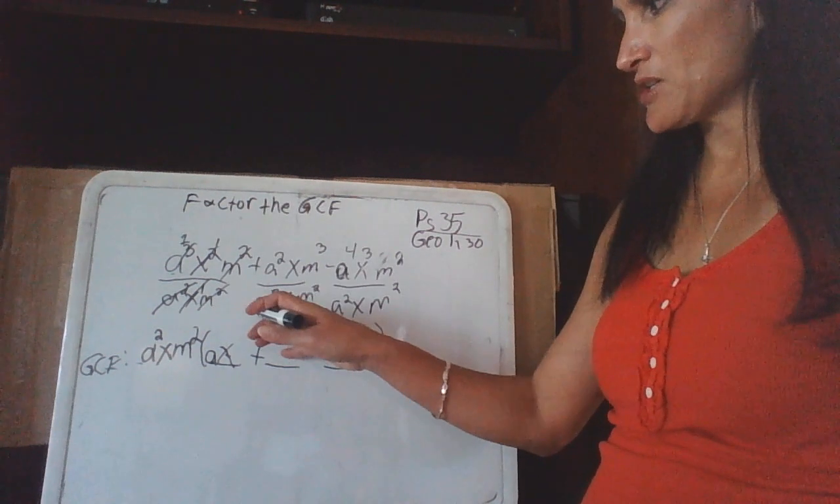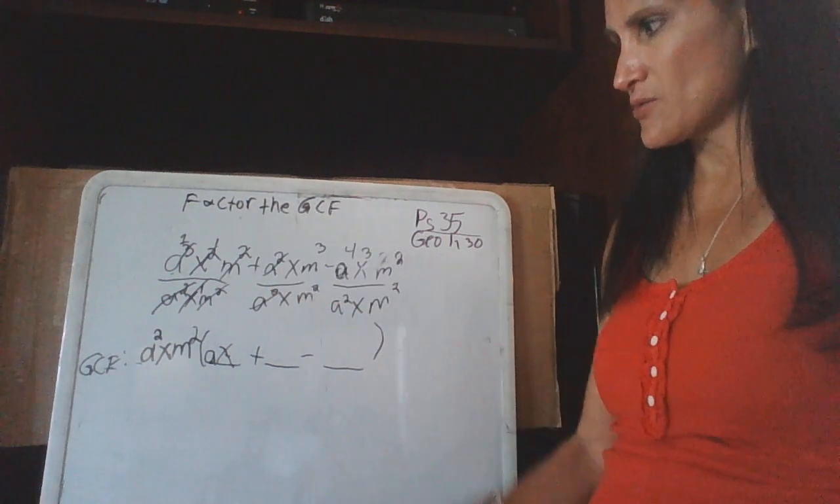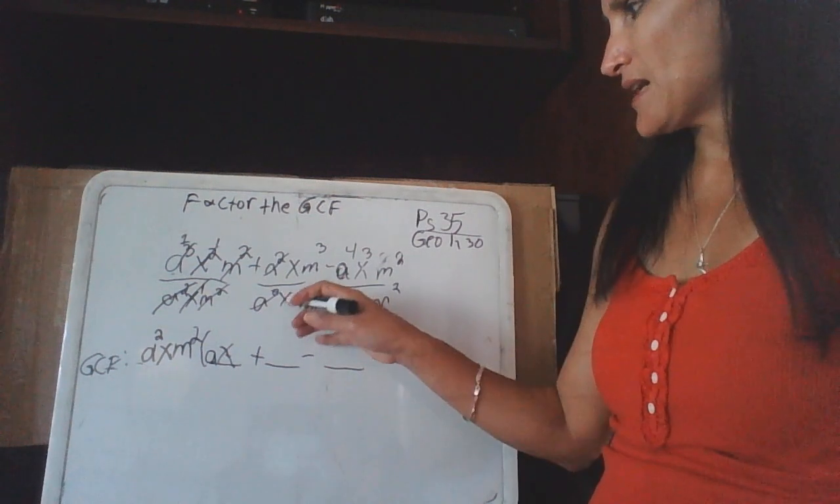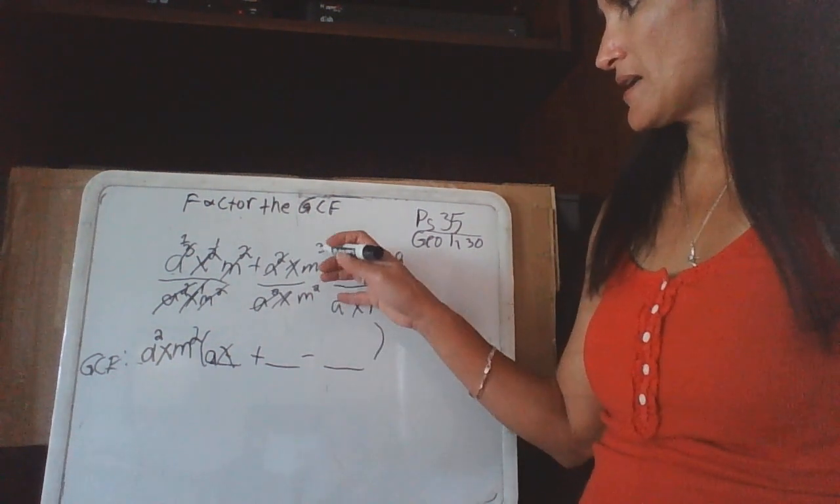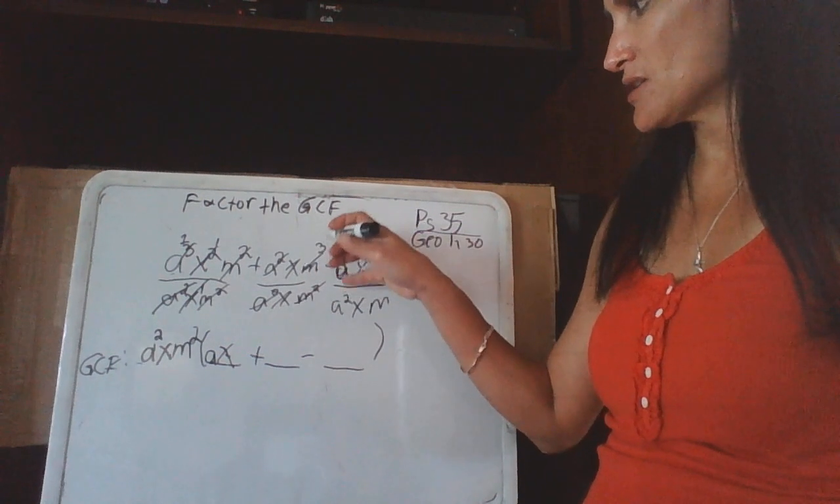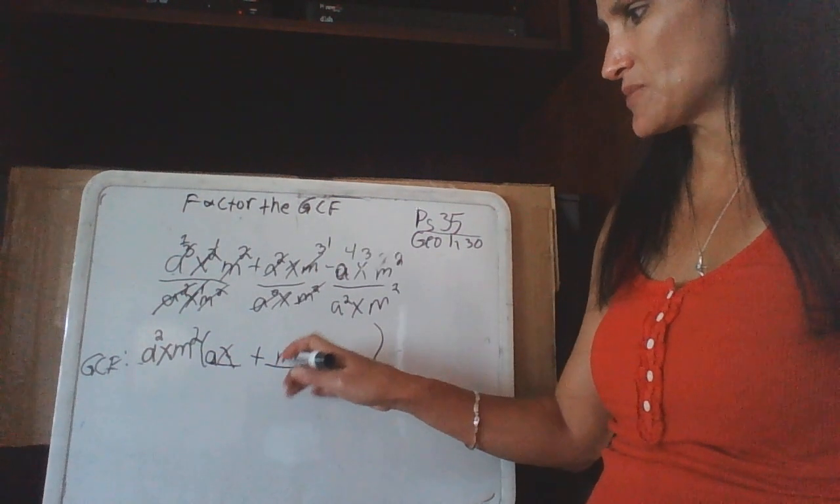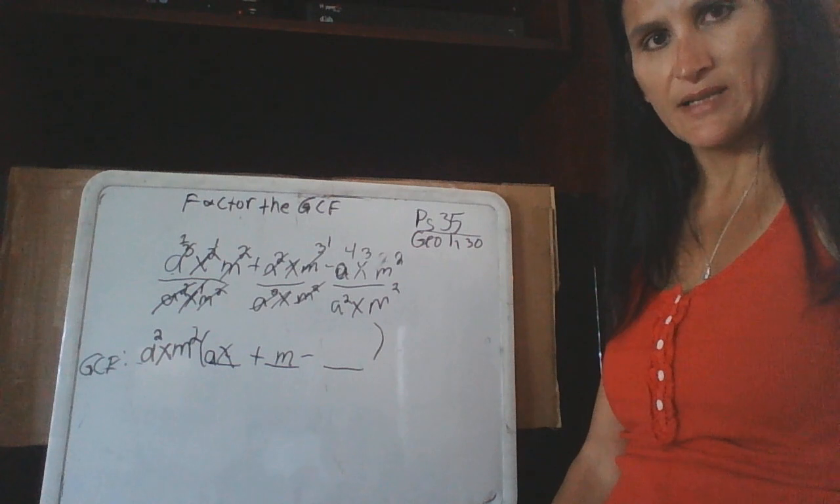I'm going to do the same here. A squared would cancel with a squared. There's no a's left. x and x would cancel together. There's none left. 2 of these would cancel here. 1 would be left, so I would put m. So I can see that my middle term is m.